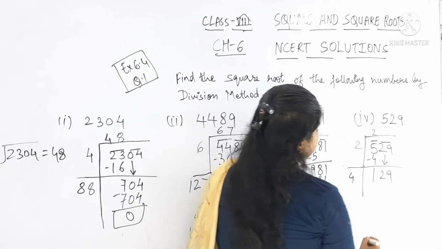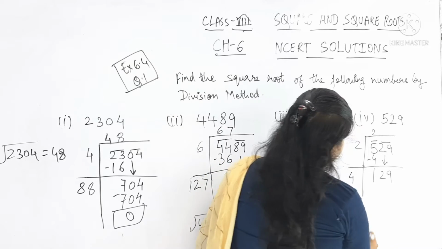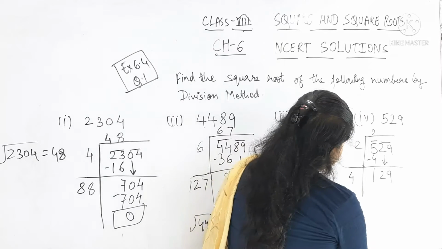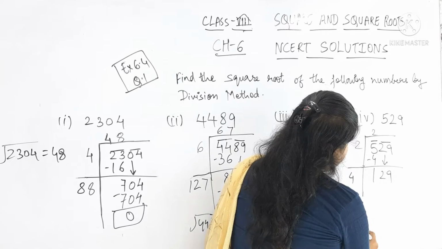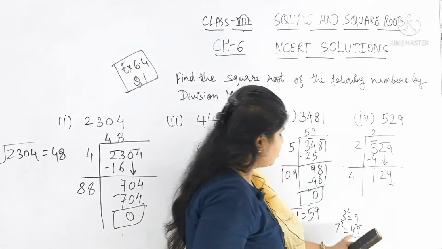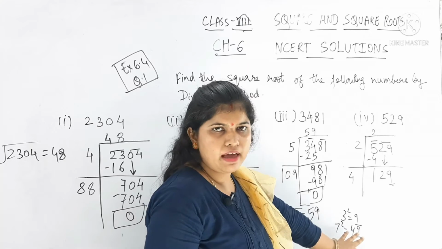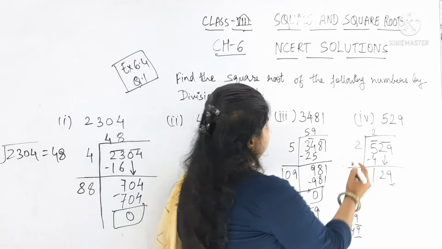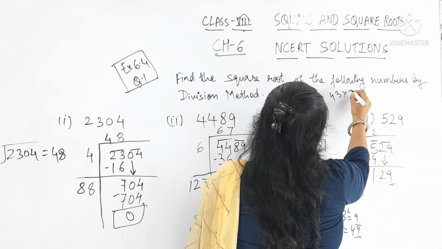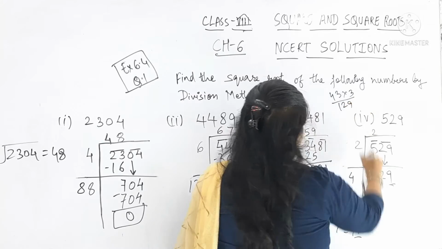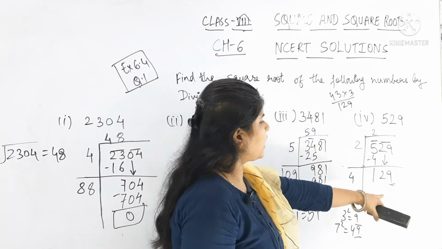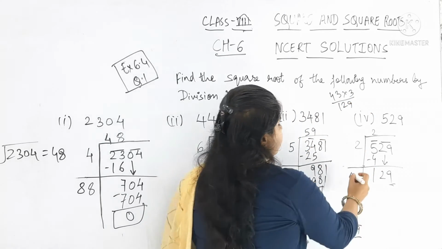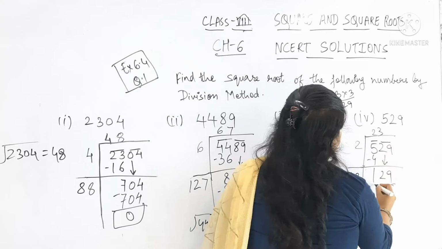So we know that 3 square is equal to 9, and 7 square is equal to 49. So the last digit should be 9. So in 3 square and 7 square we have the 9. So we will see 43 into 3, 3 3s are 9, 3 4s are 12. So I am getting 129 as answer here. Okay, so it will go by 3.